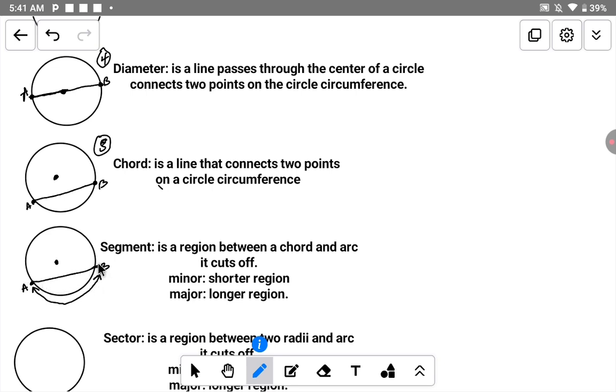And this line here is called a chord. So this region, the space we have here, is called a segment. We have the minor segment, the small, shorter region here, and this big region here is called what? A major segment. So we have a major segment here and a minor segment here. These are the key parts of the circle.